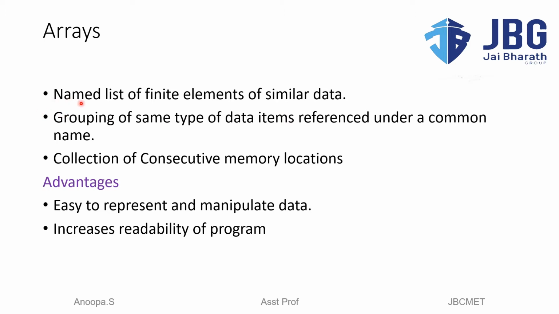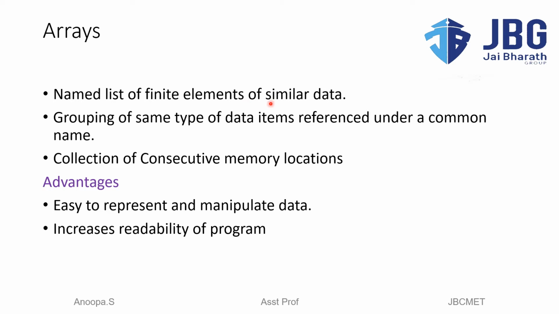So it is a named list. We will give a name for an array. Finite elements: the number of elements in an array we should mention. If it is 5, it should be 5. If it is 10, it should be less than or equal to 10. It should not be an infinite list.